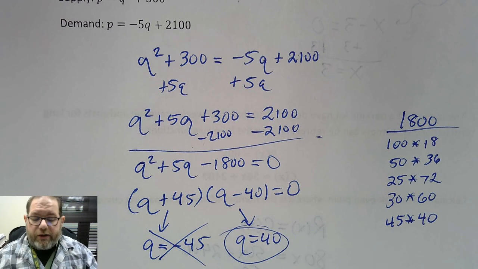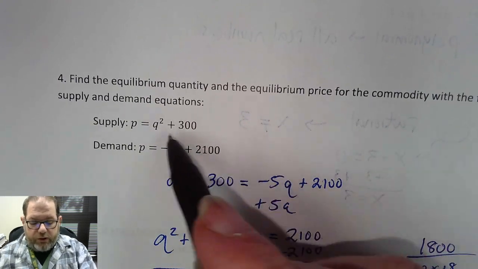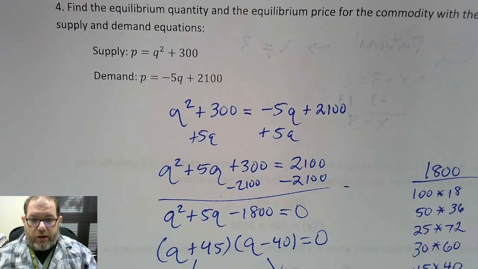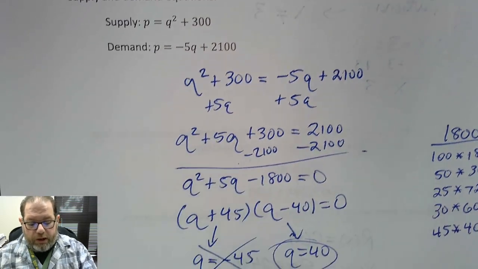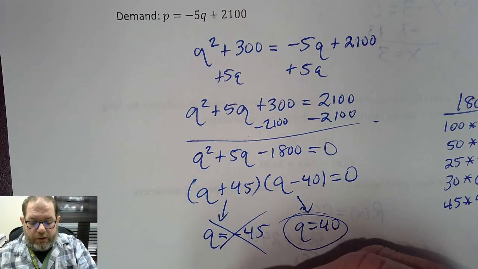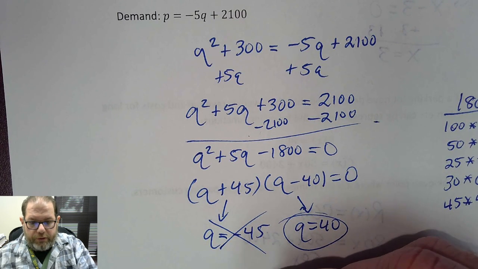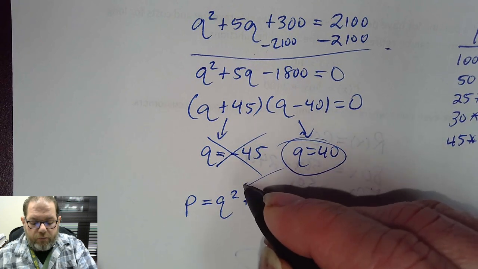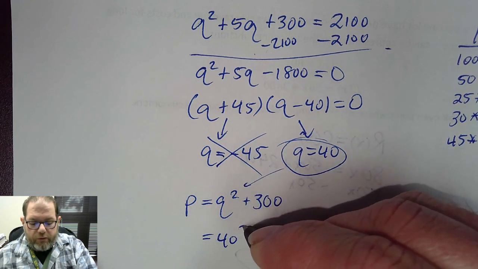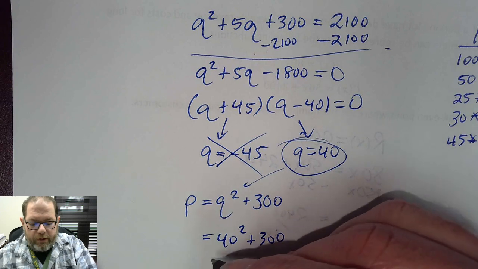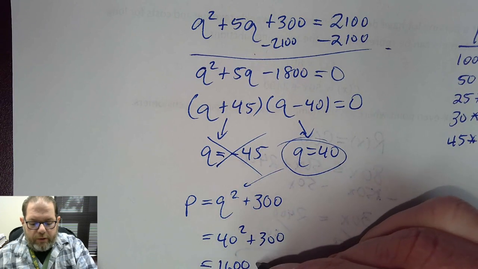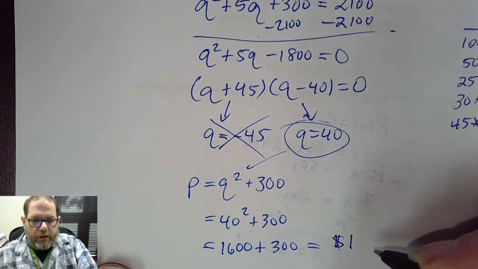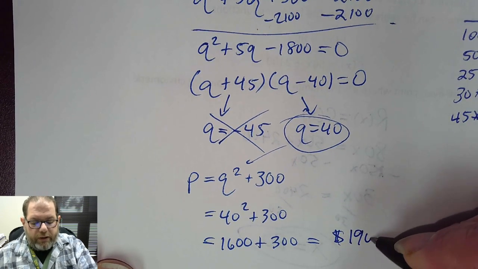And then we just take that and we plug it back into either one of our two equations, whichever one seems like it might be easier to use. I'm going to go with the supply. So P is equal to Q squared plus 300. There we go. We'll plug in our 40. So it's 40 squared plus 300. So it's 1600 plus 300. So our equilibrium price is 1,900.